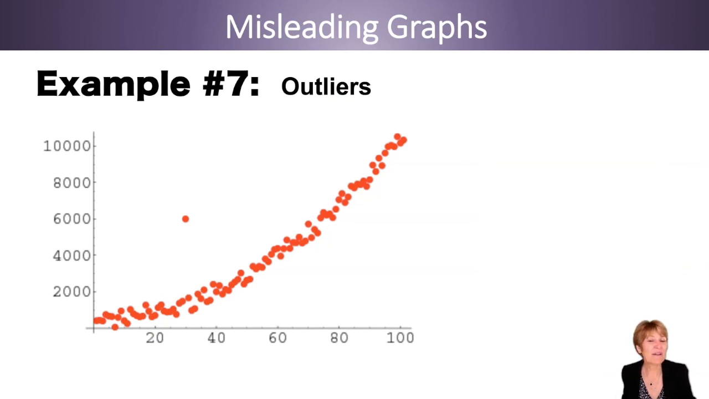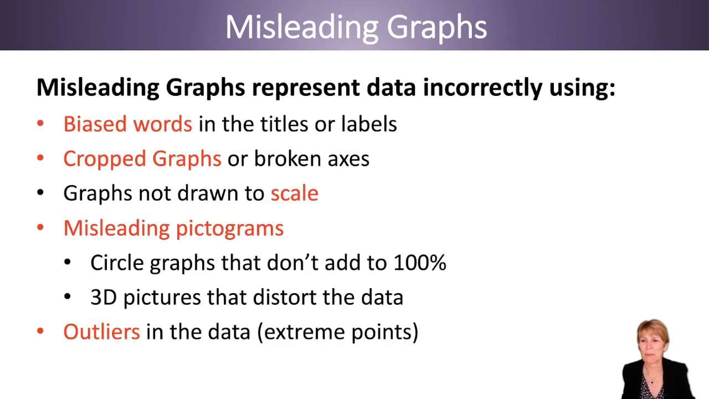Now also graphs may have outliers. So we need to look at our data and see, is there possibly something on the graph that may be throwing the data off if we're talking about averages?